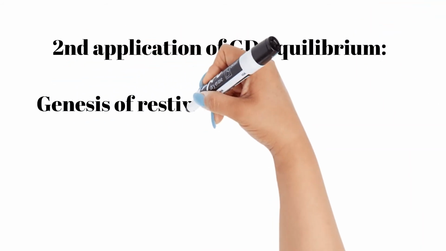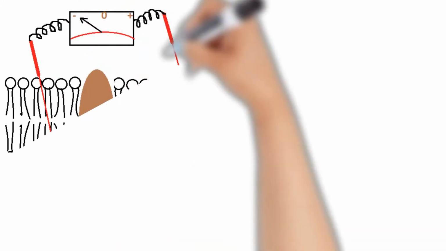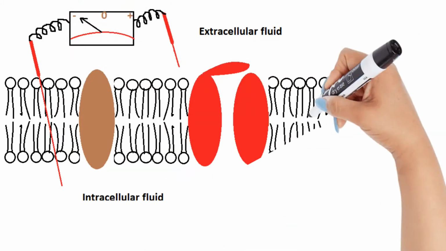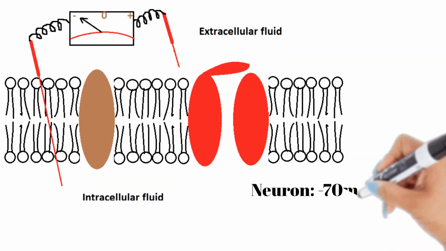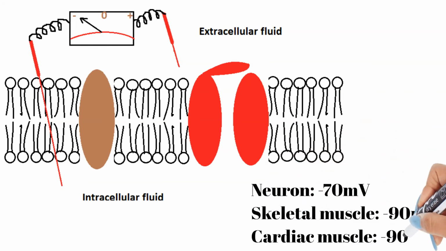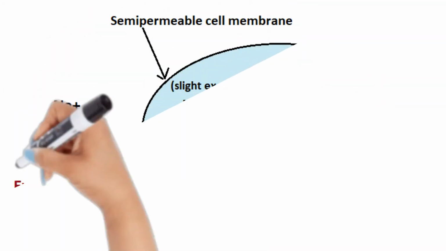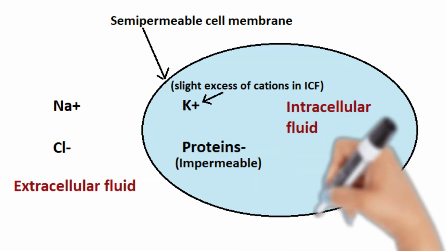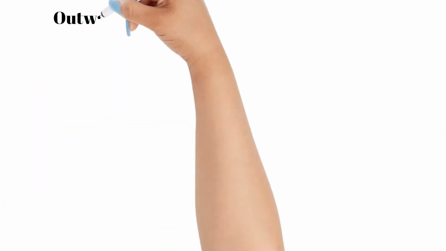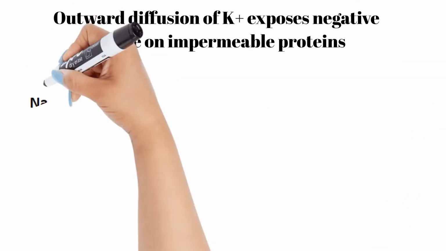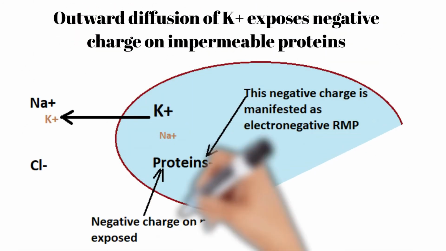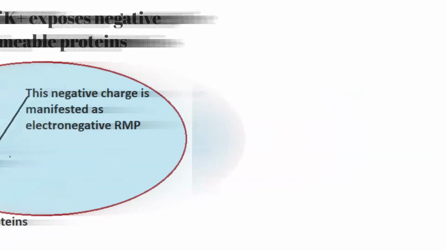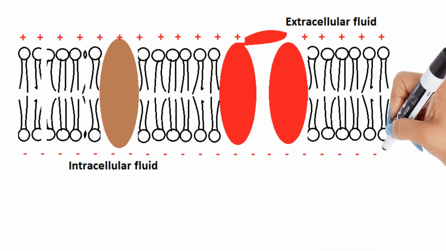Now, about the second application. As we all know, the inside of the cell membrane is relatively electronegative compared to the outer side. This is known as the resting membrane potential. The equilibrium maintains a slight excess of potassium ion within the intracellular fluid due to the presence of impermeable negatively charged proteins. Back diffusion of these potassium ions into ECF exposes the negative charge on the proteins, which is manifested as the negative resting membrane potential.